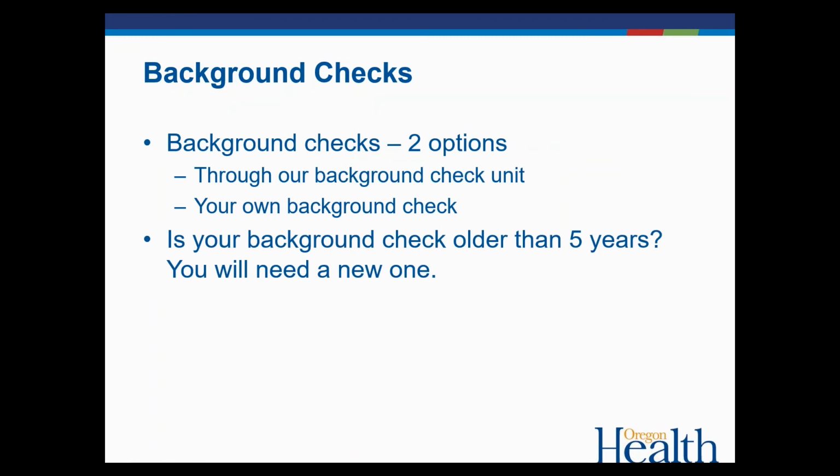Reiterating that background checks have two options. You can do it through our background check unit, which can take anywhere from, it seems, 2 to 8 weeks. Yeah. And we will need a government ID of some sort, scanned and readable, that is sent to us in addition. I will say, though, that if they've had a background check through our background check unit before, through CRIMS, it seems to go quicker.